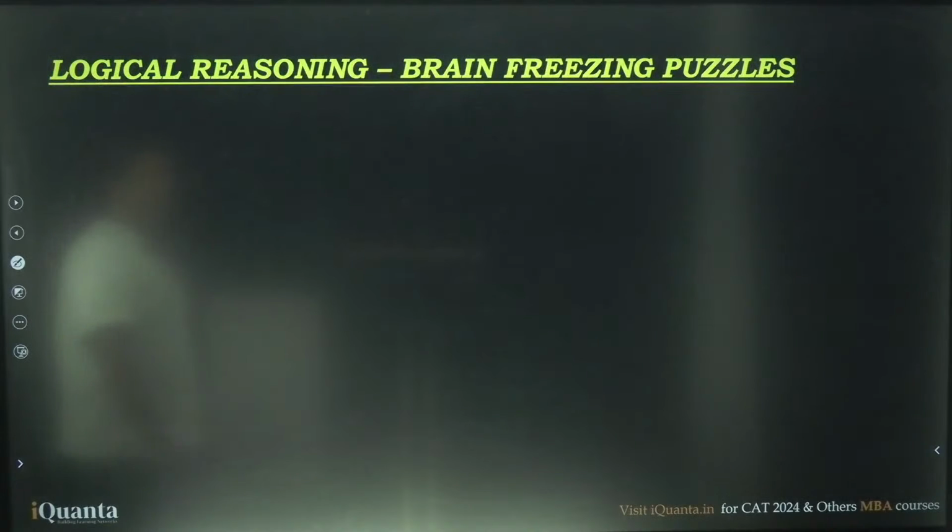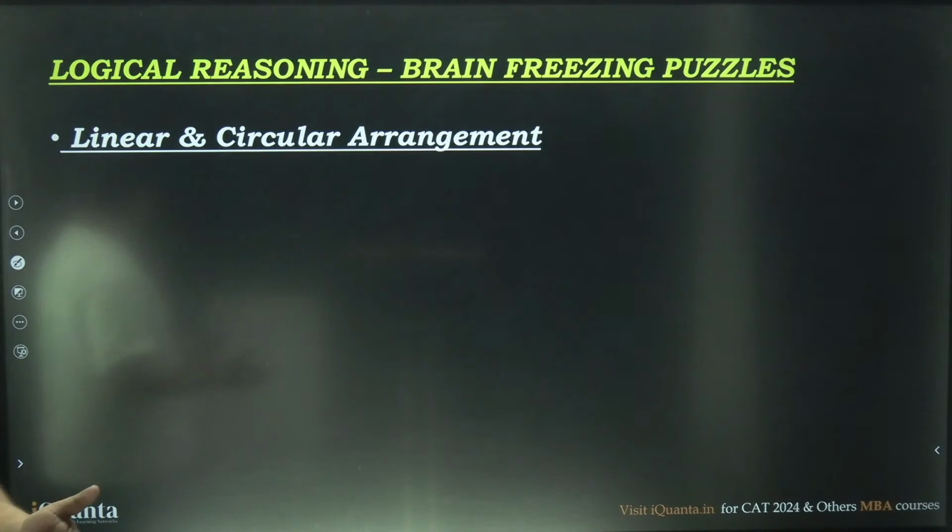All right. So logical reasoning is composed of a lot of different subtopics like linear and circular arrangements.